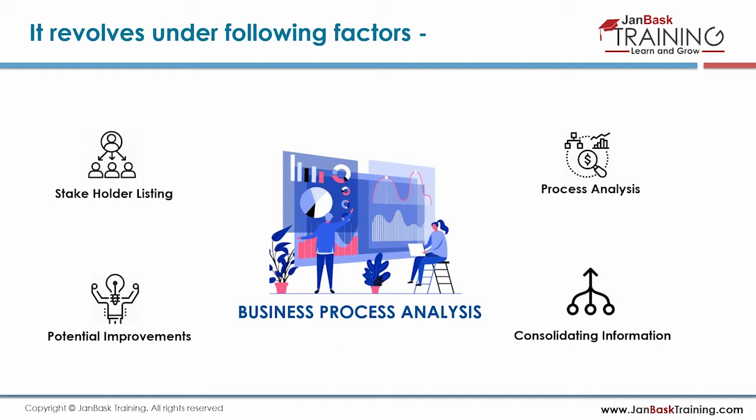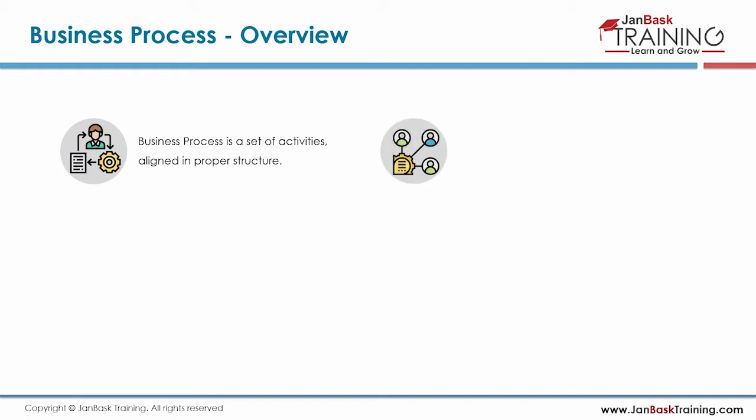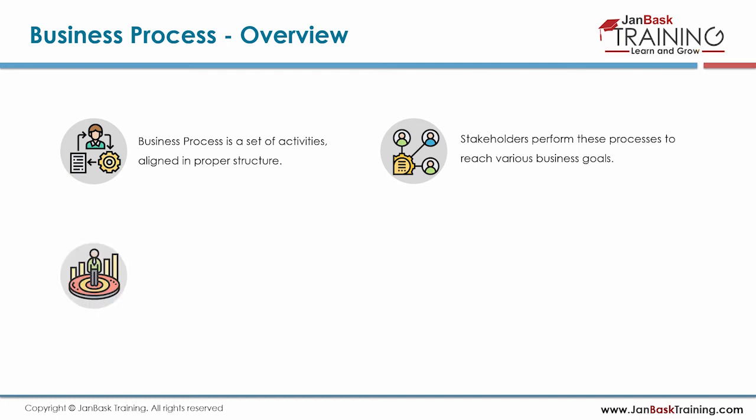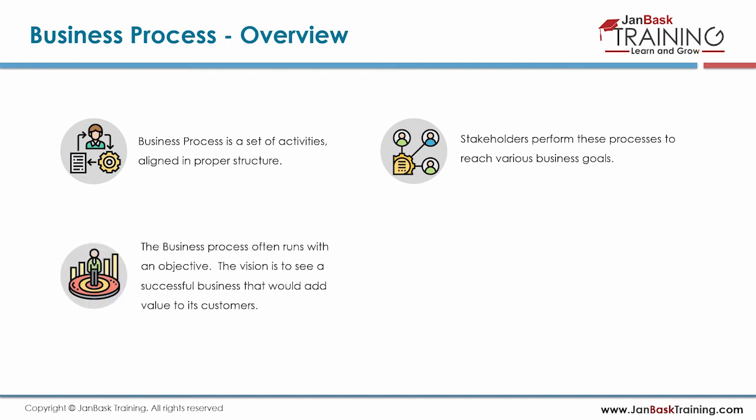Business process is a set of activities aligned in proper structure. It's very important to follow a sequential flow to understand business process and take it forward. Stakeholders perform these processes to reach business goals. The business process often runs with an objective. It sees the objective of giving a quality product out of it and increasing the revenue of the organization.